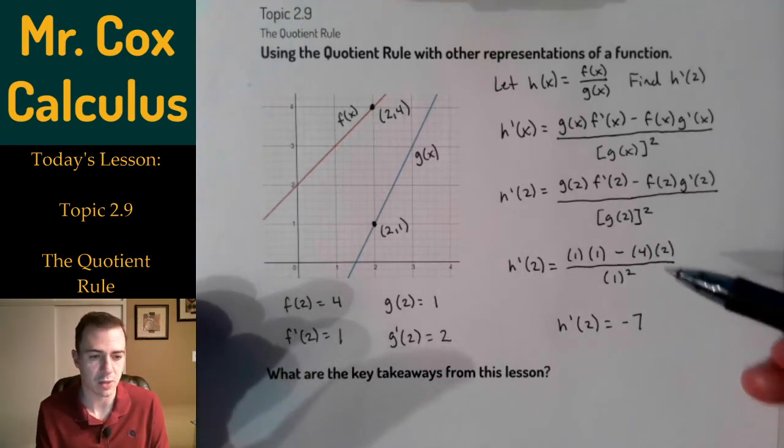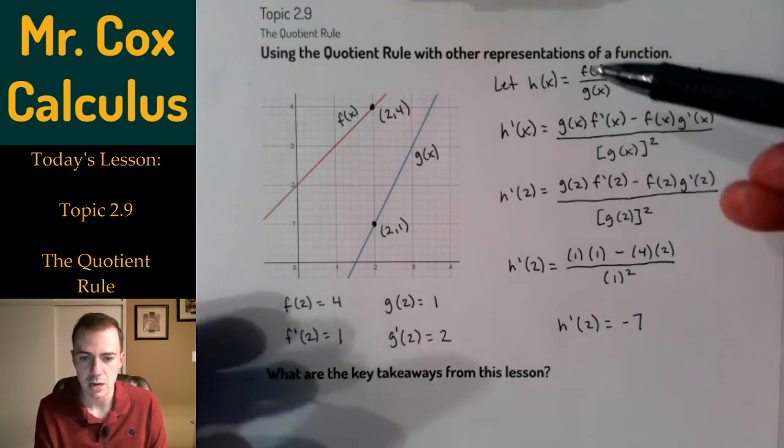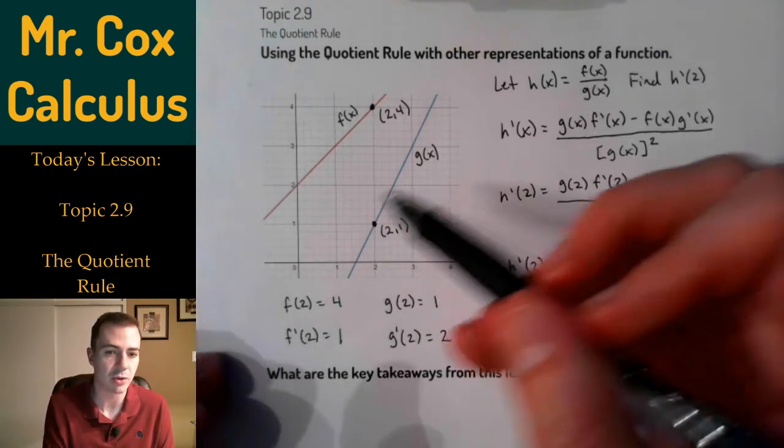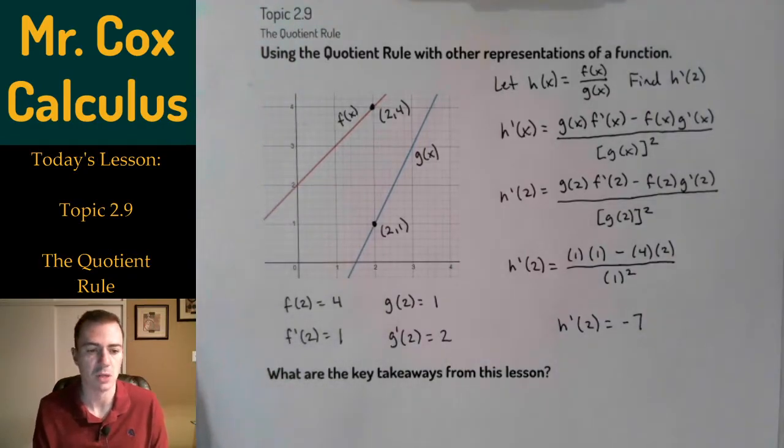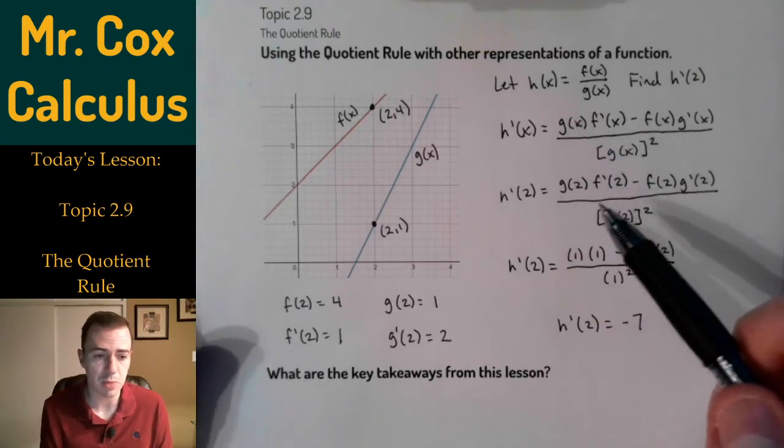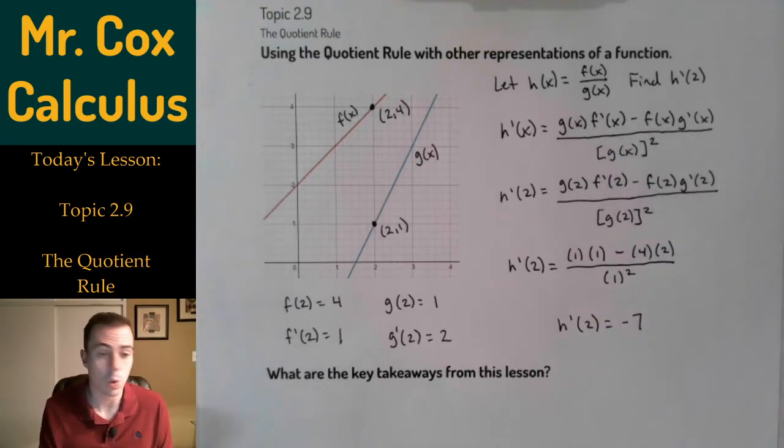So just like we saw in the previous topic with the product rule, we can apply this same logic from either a graph, or if we're given a table of function and derivative values, we can apply it that way too. And it's pretty much a strict application of the quotient rule in this case.